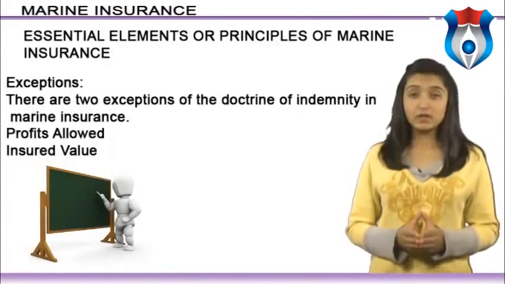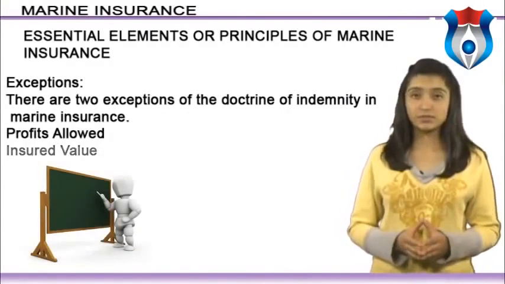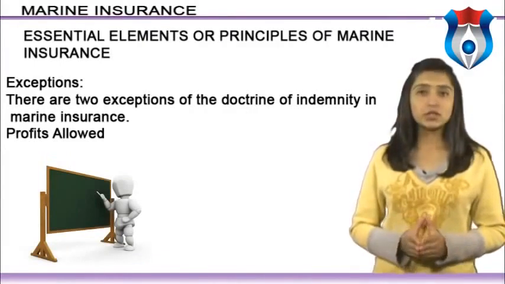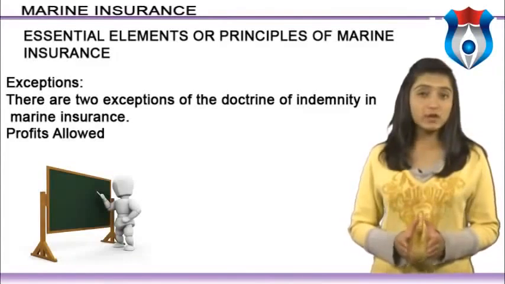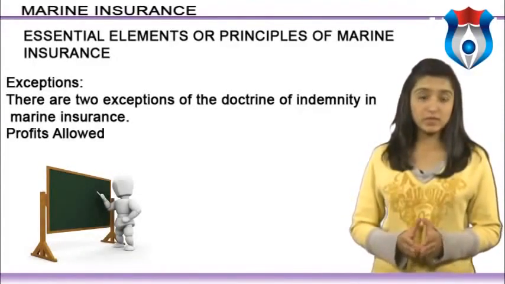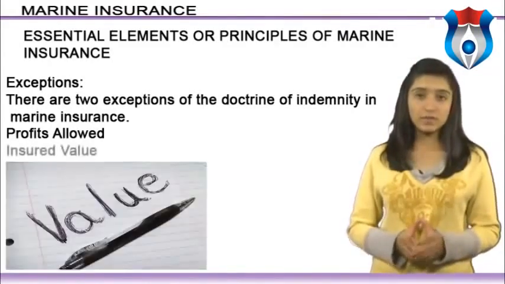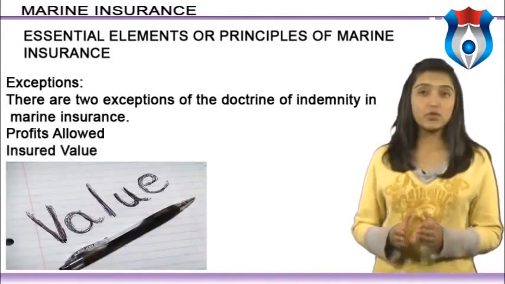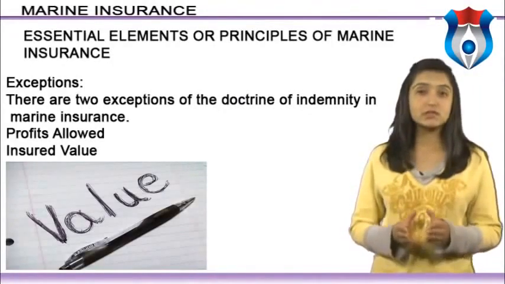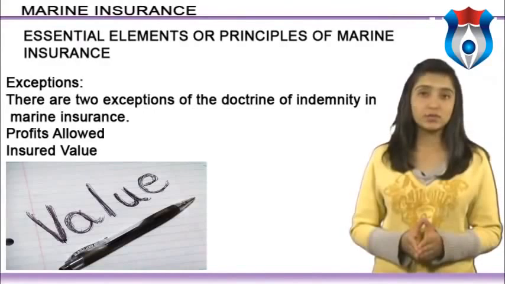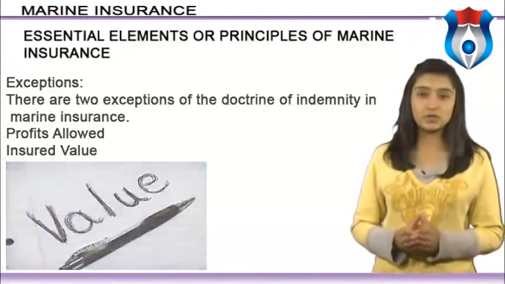Exceptions. There are two exceptions to the doctrine of indemnity in marine insurance. Profits allowed. Actually, the doctrine says that the market price of the loss should be indemnified and no profit should be permitted, but in marine insurance, a certain profit margin is also permitted. Insured value. The doctrine of indemnity is based on the insurable value, whereas marine insurance is mostly based on insured value. The purpose of the valuation is to predetermine the worth of the insured.